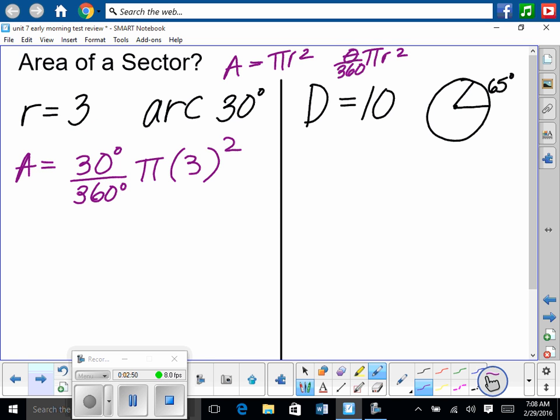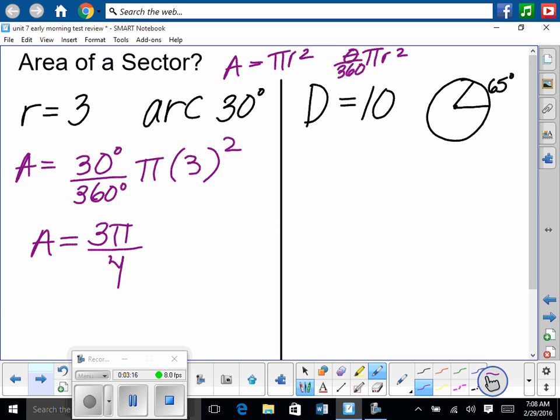There are many different ways. 30 times 9, because that's 3 squared. So we have 270 divided by 360, and I get 0.75. I change it back to a fraction. That's 3/4. So our area of that section will be 3 pi over 4. Do I need to go through the simplification of that? I think you guys are good with that, right? It's just typing into the calculator and changing it back to a fraction.